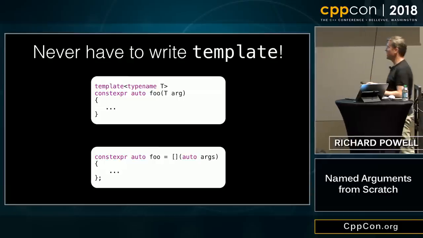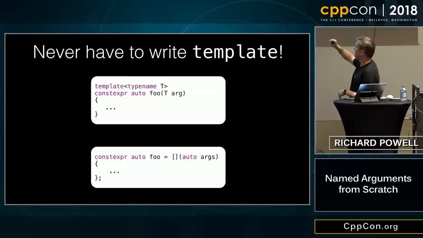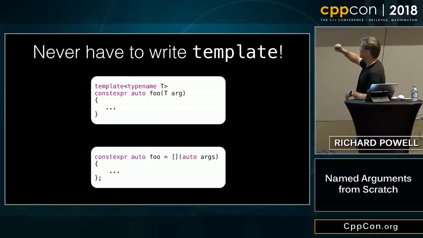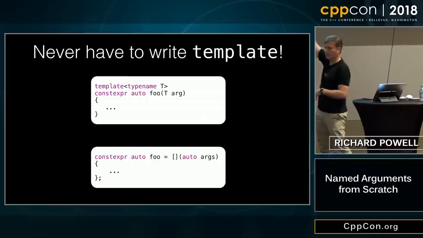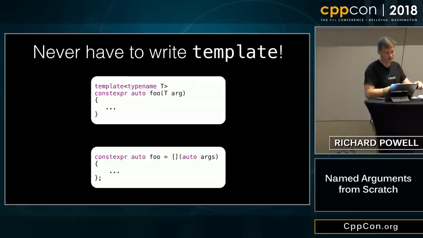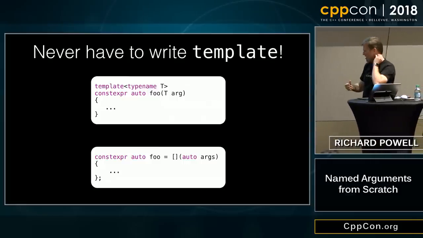The thing that usually gets me is that because foo is now technically an object, you have to have the semicolon at the end, as opposed to a function where it didn't need the semicolon. So I've often tried to figure out why things aren't building. Oh, right, I forgot to put the semicolon at the end.